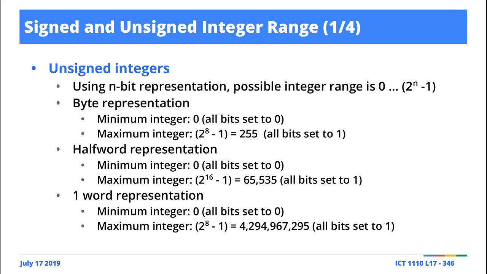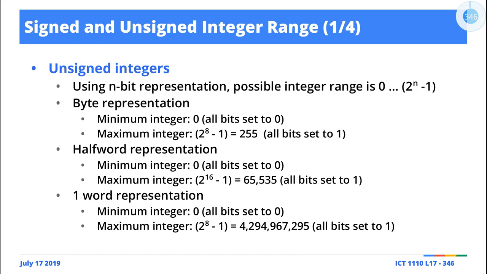So if you're given a 4-bit representation, the range of numbers you'll be working with is going to be 0 to 2 to the power 4 minus 1, which is 0 all the way up to 15. Do you understand what we are saying now? Yes. For unsigned integers, it's not difficult for us to do this.